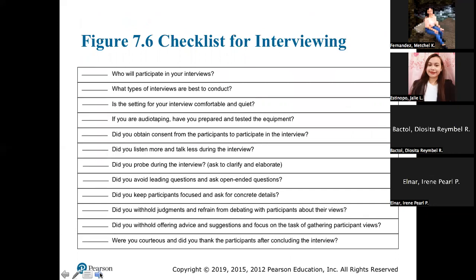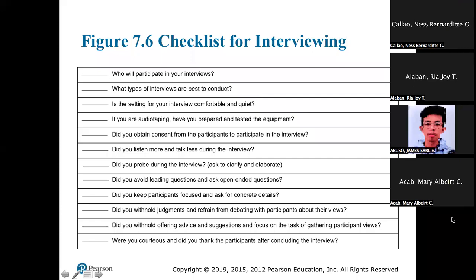Figure 7.6 is the checklist for interviewing. Jusita Bacton, could you read those different checklists? Jusita? Or I'll just call James Earl Abuso. Yes, sir. Go ahead, Jusita.